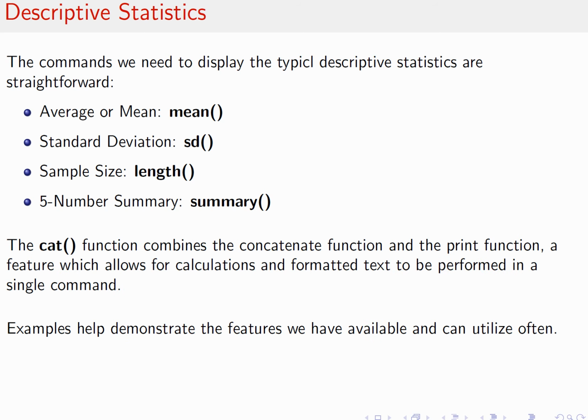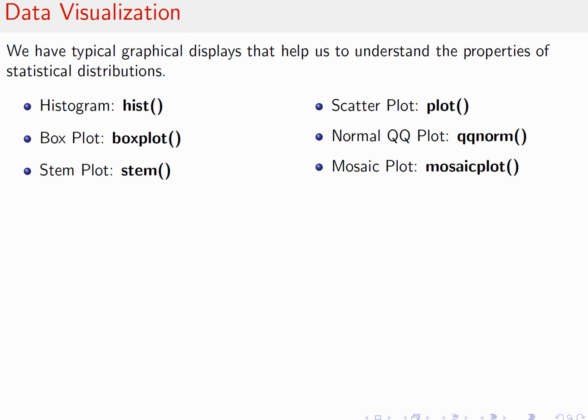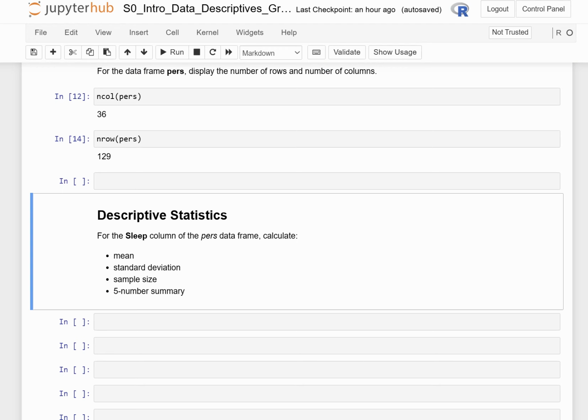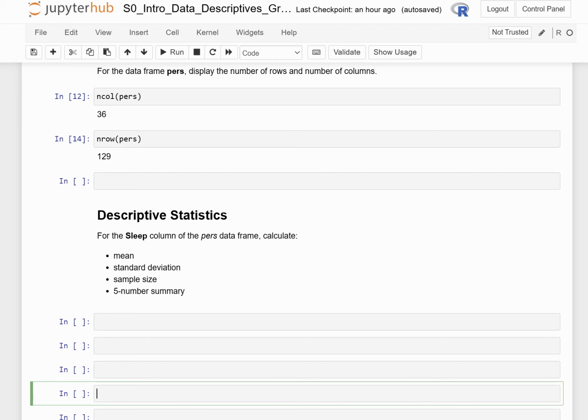All right. And while we're going through the descriptive statistics, we'll find that the cat function is really helpful. The cat function combines the features of the print function and the concatenate function. So what I can do is put commands together with text. That will help me format the output in a way that's much more readable. Okay. So let's jump back into our notebook here, and descriptive statistics.